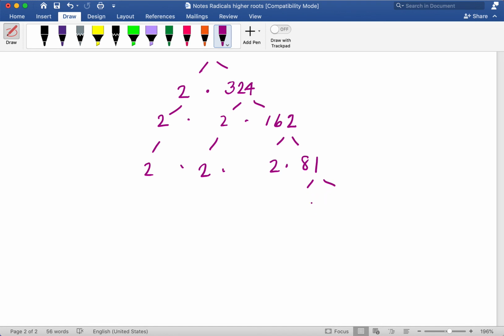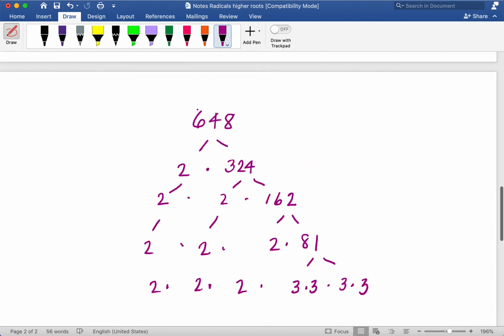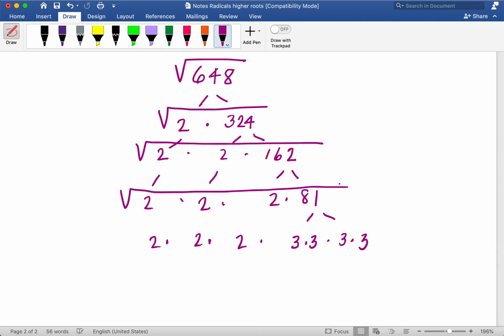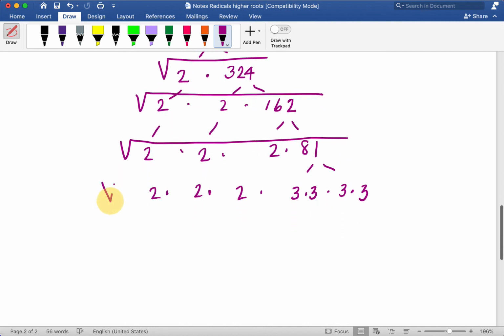But I know this is 9 times 9, and I know 9 is 3 times 3, and I know the other 9 is 3 times 3. But don't forget, we had these 2's. Okay, and so if this was the square root of 648, then I could rewrite it as the square root of 2 times 2 times 2 times 81, or the square root of 2 times 2 times 2 times 3 times 3 times 3 times 3. And I'm looking for groups of 2.